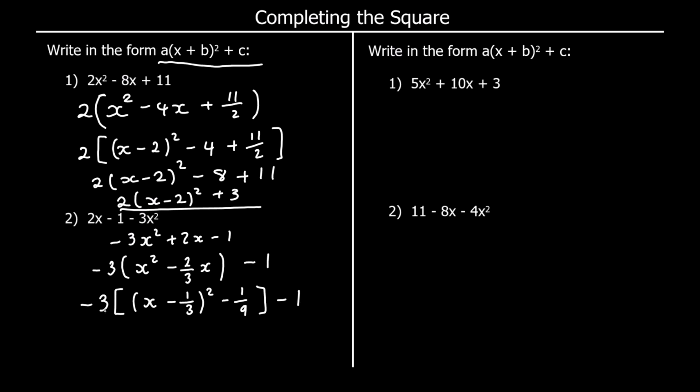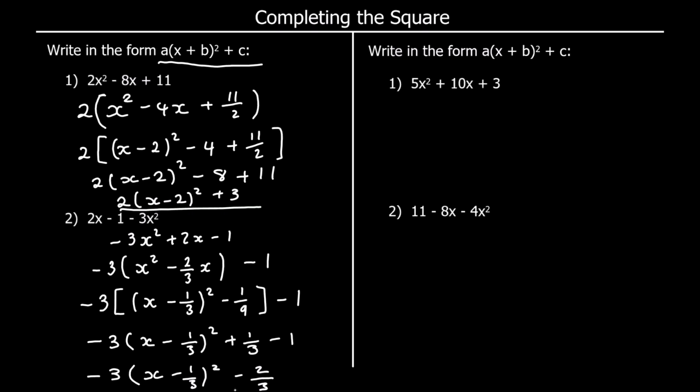Times into the bracket by negative 3. So I've got negative 3 times x minus 1/3 squared. Negative 3 times negative 1/9. A negative times a negative is positive. 3/9 is the same as 1/3. So I write 1/3. I've got a minus 1 on the end. And I've got 1/3 minus 1, which would be minus 2/3. So I've got negative 3 times x minus 1/3 squared minus 2/3.